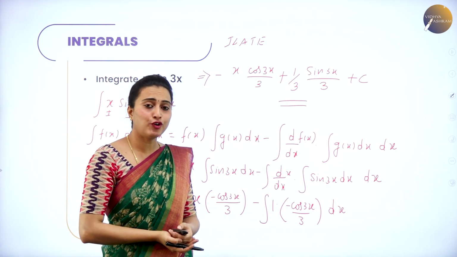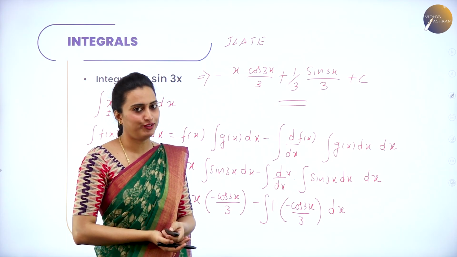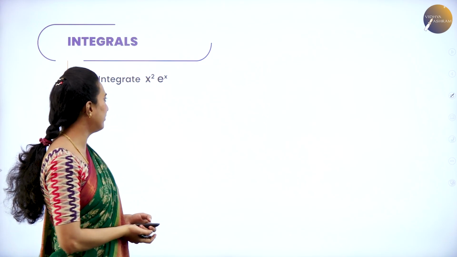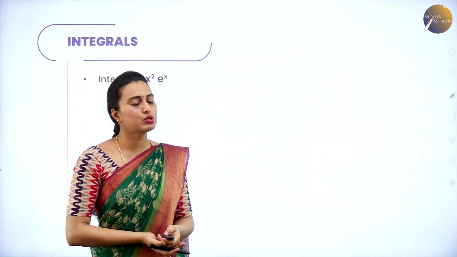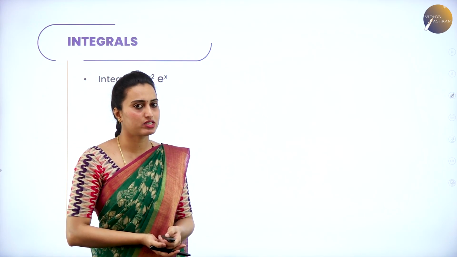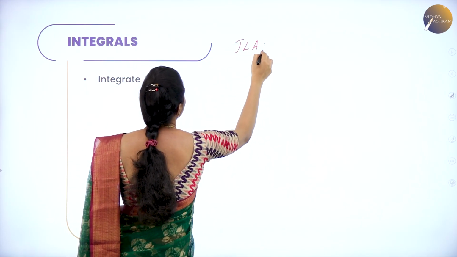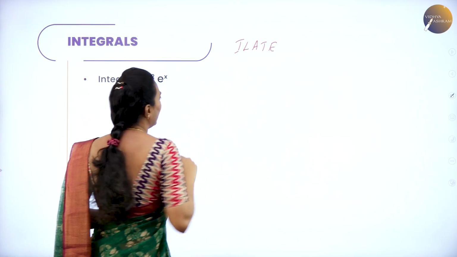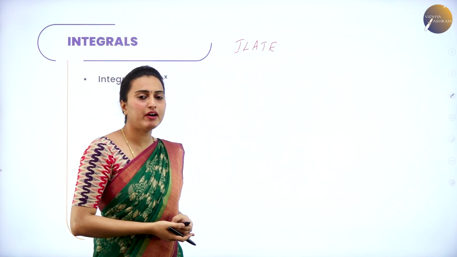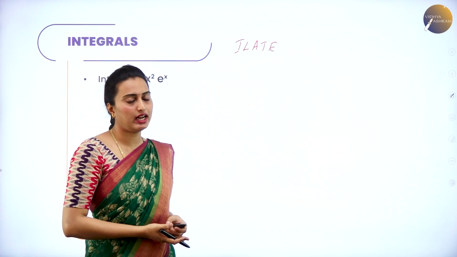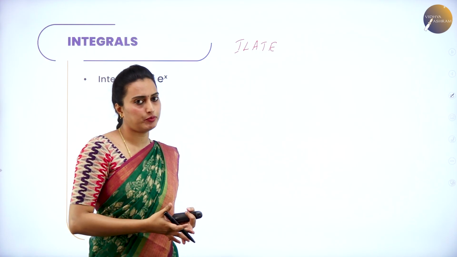Is that easier to follow the problem by the formula? Right. Now we'll be moving on to the next problem, dear. What they've asked: integrate x squared into e power x. Now here, first let me write the iLearn rule. So x squared is nothing but algebraic, and e power x is nothing but what? Exponential. So first you need to select the algebraic, then move on to exponential.